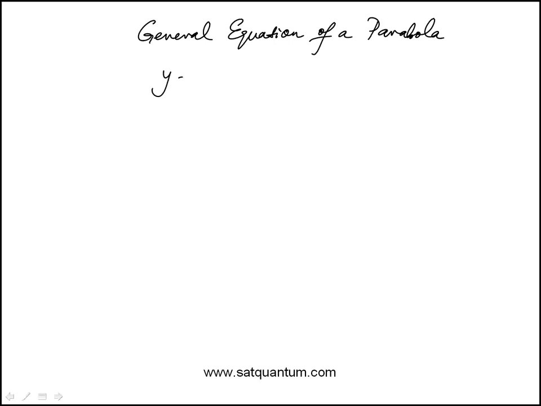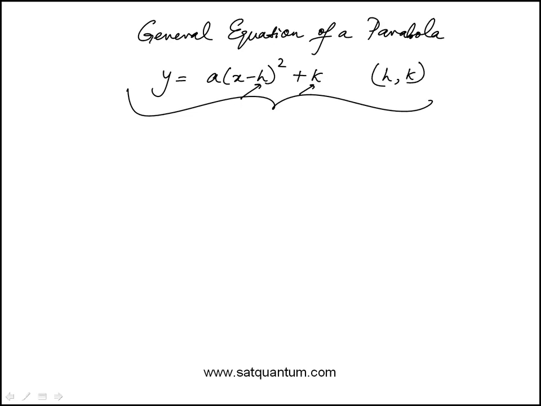So in this video, I'm going to review the general equation of a parabola, which looks like this, and its vertex is (h, k), where h is this point and k is that. I'll get to the basis of that, and first I'll start with the most commonly tested parabola on the SAT, which is y equals x squared.